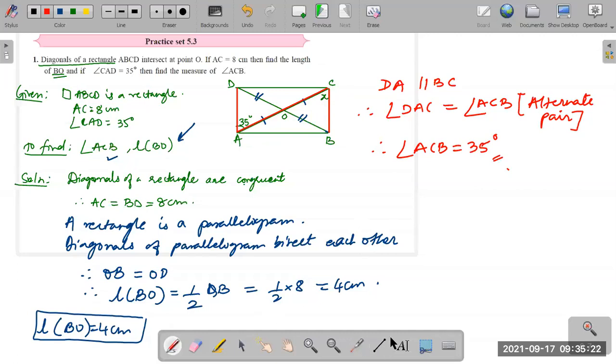Now, look at the properties that we have used. First, the diagonals of a rectangle are congruent. Secondly, we have used the other property that it's a parallelogram also. Therefore, the diagonals bisect each other, right? And another property is the alternate pair. So that's how you're going to prove. You have to remember all the properties that we have done in this lesson. And with that, you can stop here and continue with the remaining questions in the next class.